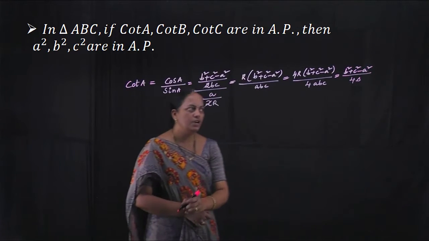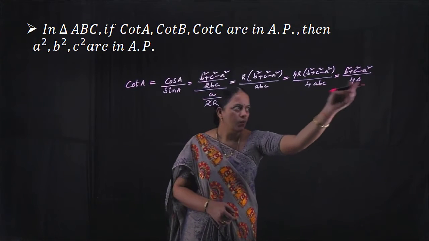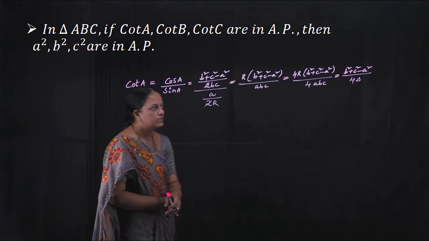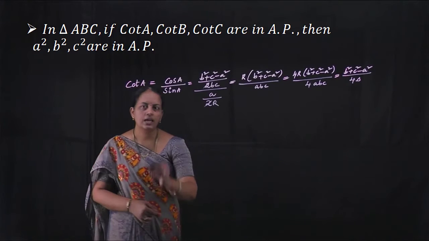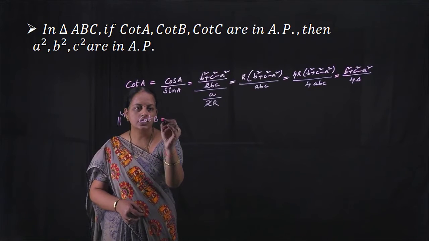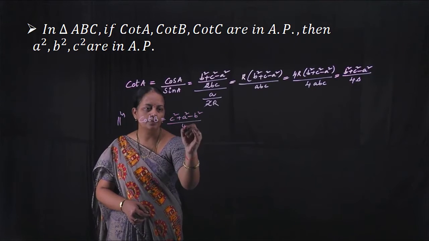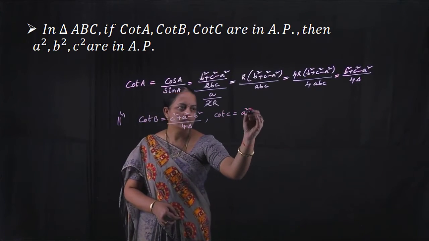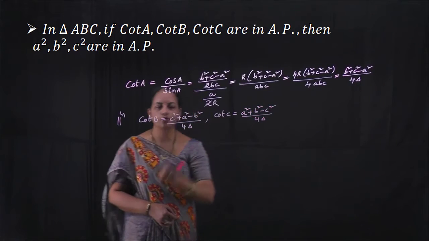Since ABC by 4R is equal to delta, 4R by ABC is equal to 1 by delta. So cot A is equal to B square plus C square minus A square by 4 delta. Similarly, cot B is equal to C square plus A square minus B square by 4 delta, and cot C is equal to A square plus B square minus C square by 4 delta.